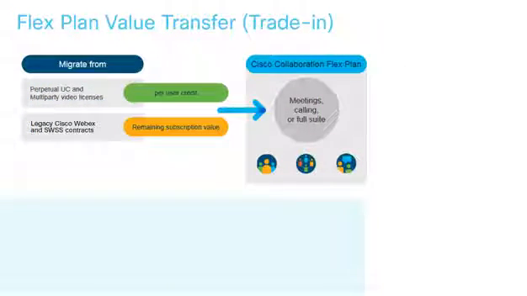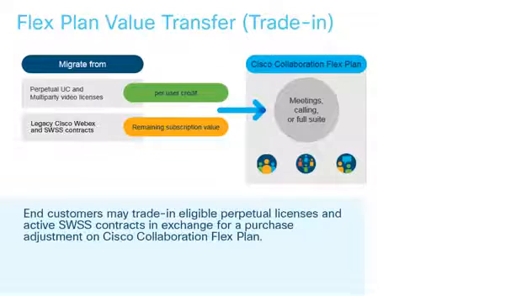If the customer is interested in moving to a subscription model, we provide investment protection. End customers may trade in eligible perpetual licenses and active Swiss contracts in exchange for a purchase adjustment on Cisco Collaboration Flex Plan. To determine your customer's purchase adjustment, use this link for more information and work with your Cisco Collaboration specialist. Please note, terms of this program are subject to change. Get up-to-date information at cs.co/flexplan. Check the link at the end of the module for the most current terms regarding this program.